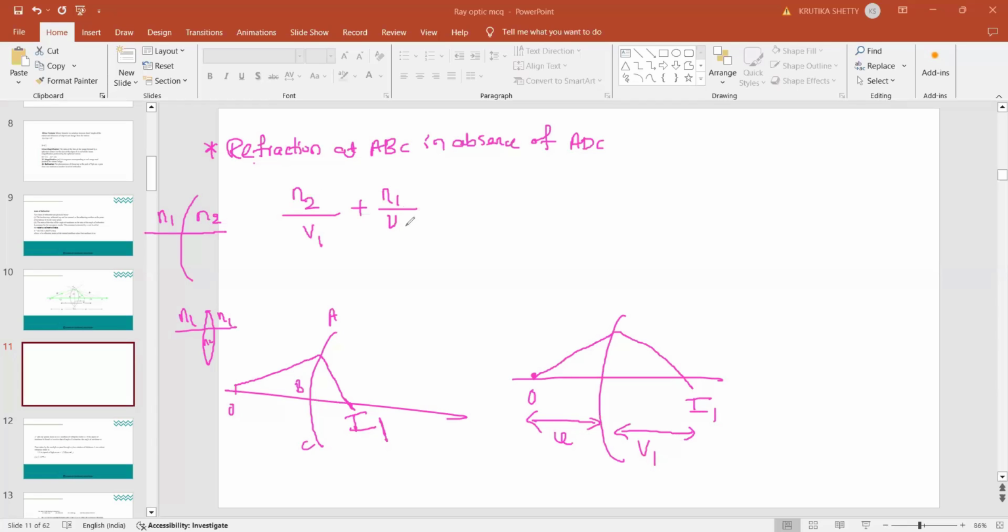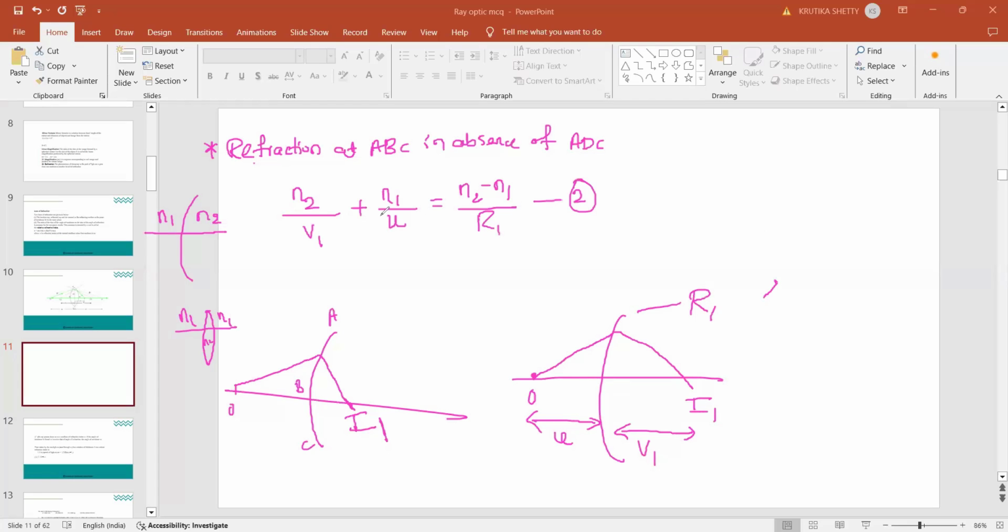So the object distance is u, which is equal to the difference in the refractive indexes, that is n2 minus n1, divided by the radius of curvature. For the first spherical surface, the radius of curvature will be r1. There is another spherical surface, and its radius of curvature will be r2, students. Okay? So this is your R1, this is my equation 2.